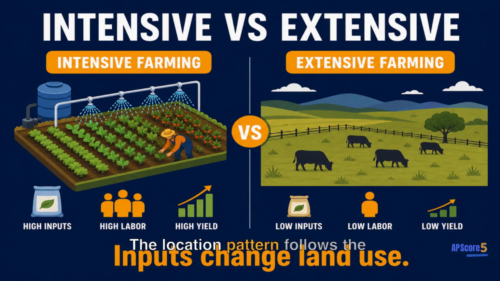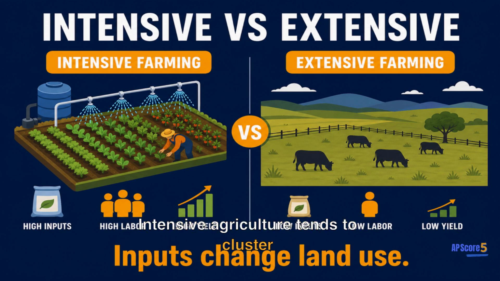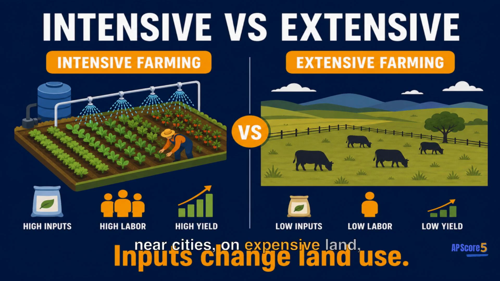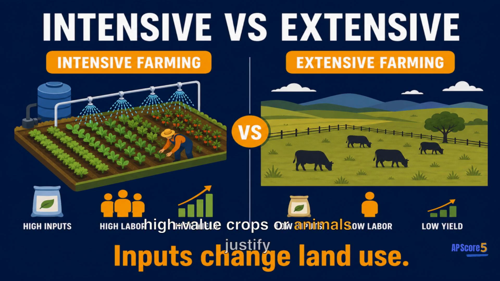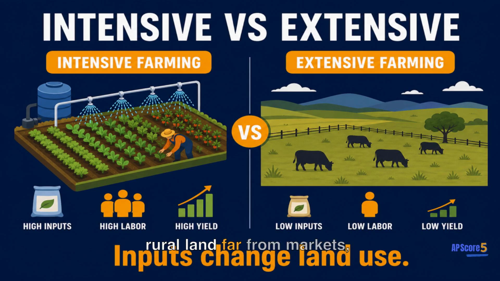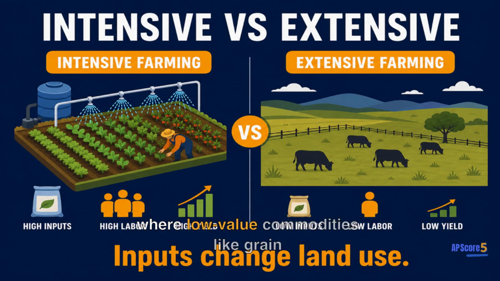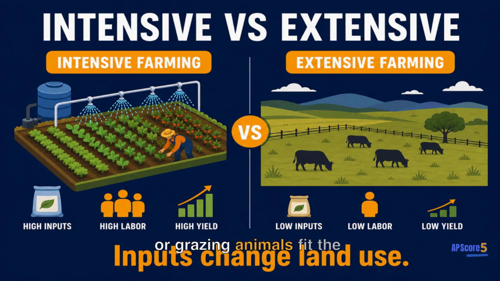The location pattern follows the inputs. Intensive agriculture tends to cluster near cities, on expensive land, where markets are close and high-value crops or animals justify big investment. Extensive agriculture spreads across cheap rural land far from markets, where low-value commodities like grain or grazing animals fit the long distances and big acreages. This is the foundation for von Thunen logic that you will see in the next unit.